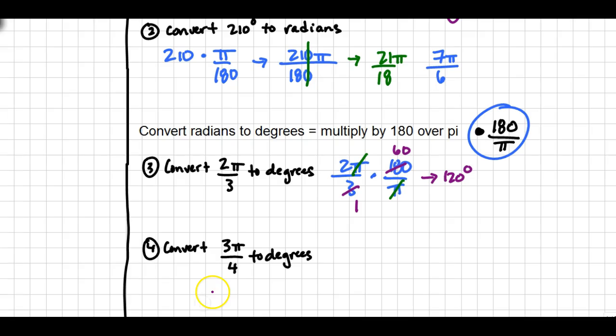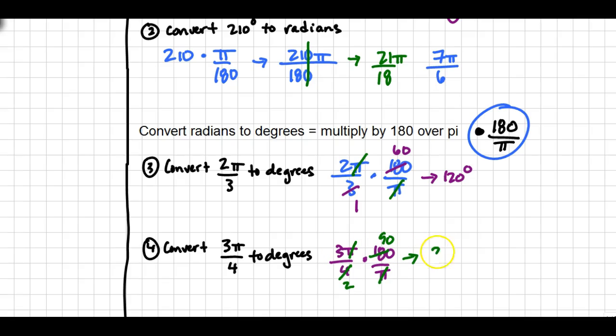We've got one more in this section to try, 3 pi over 4. Let's turn that into degrees. 3 pi over 4 gets multiplied by 180 over pi because the pi's cancel. 4 and 180 are both even, so that means 2 is a common factor. So I'm going to divide both these numbers by 2. And now I'm going to multiply straight across.